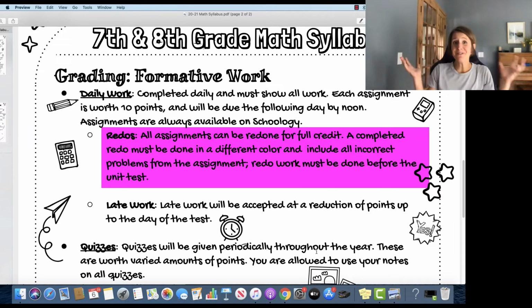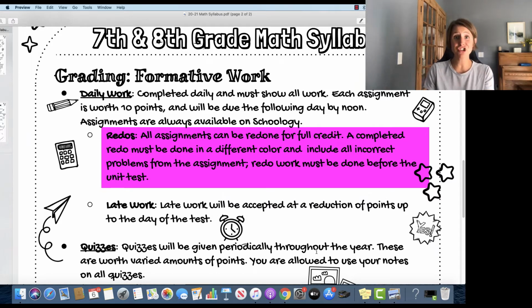Redos. You still get to redo your math assignments in 7th grade math, very similar to how we did it in 6th grade. All assignments can be redone for full credit up to 10 points. A completed redo must be done in a different color, and we'll talk more about that as we actually get into our first assignment, and it has to include all the incorrect problems in the assignment.